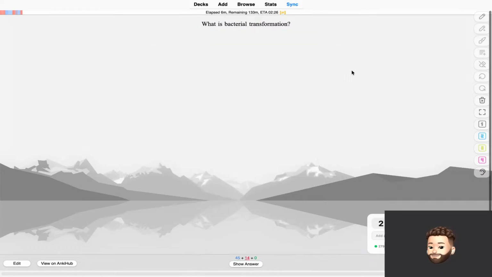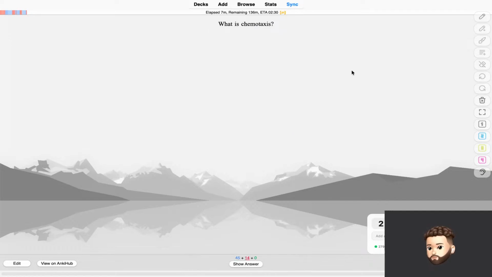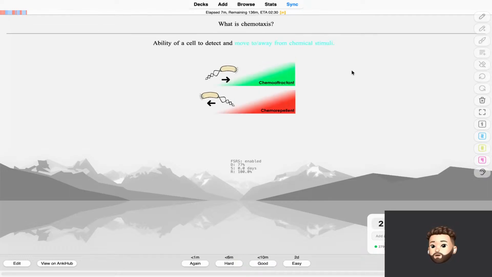I see. Okay. What is bacterial transformation? Picks up foreign genetic material and integrates it into its own genome. The ability of a cell to detect and move away or to chemical stimulants or chemical stimuli.